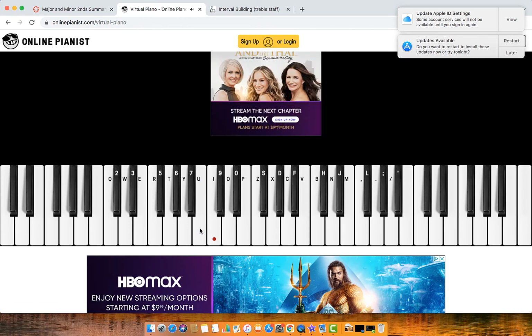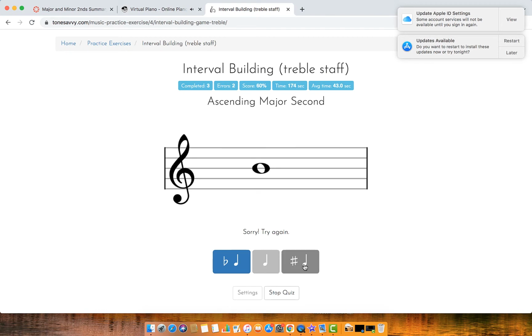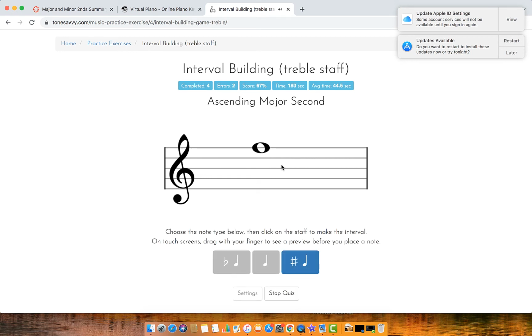We're going to say B to C sharp. That is a second. So B to C sharp gives us a major second. Hear that? We got any minors in there? I'll try one more. Let's see where the minors went.